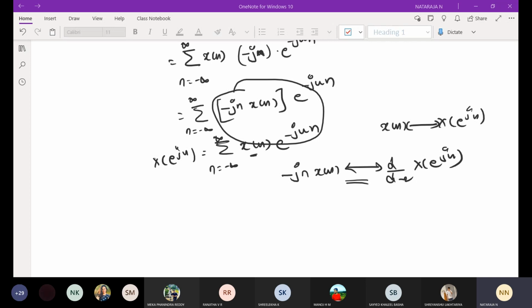Okay, in the next class we'll start with the next one, that is Parseval's theorem, and the two we left out, Parseval's theorem and modulation. Then we'll start the problems.